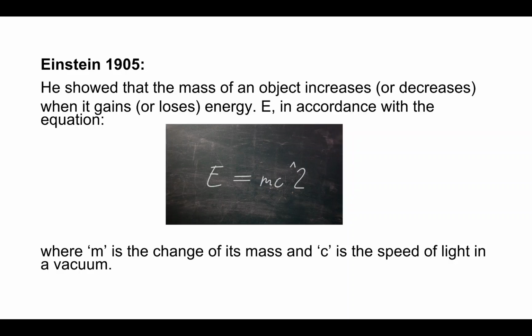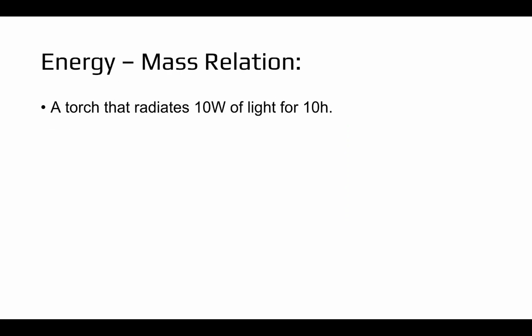So m is the change of the object's mass, and c is the speed of light in a vacuum. So 3 times 10 to the 8 meters per second. And obviously c squared, that'd be 9 times 10 to the power of 16. Right, so you might want to make some notes, write that equation down. So if you want to have a go at this one, you want the change in mass.